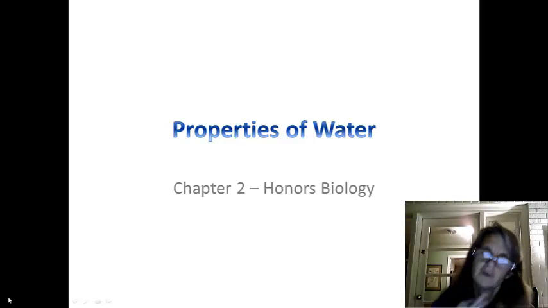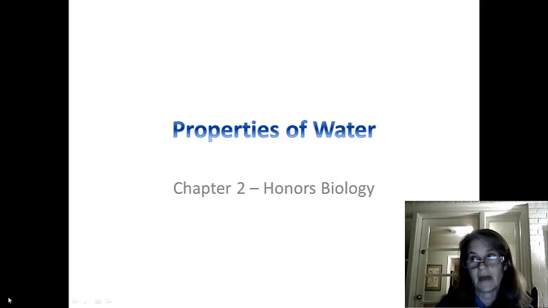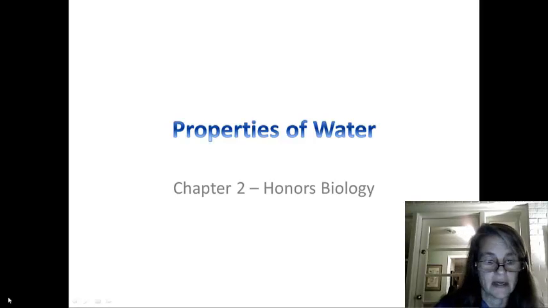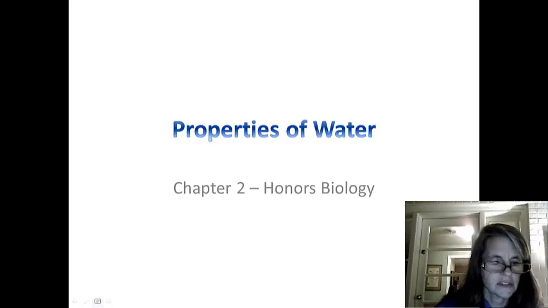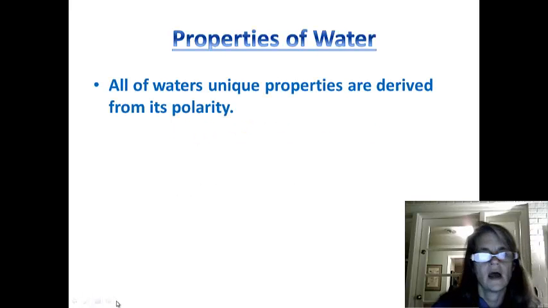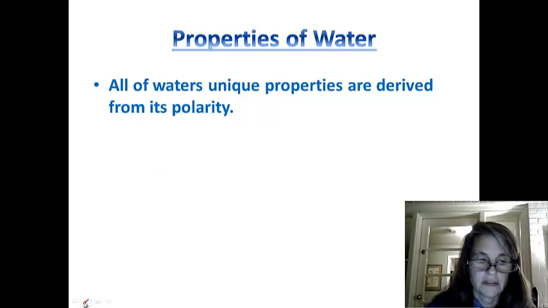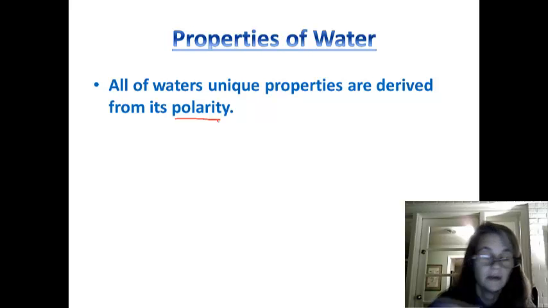So we have talked about the chemical nature of water and its polarity. Now we're going to see what that polarity means for how water actually behaves on Earth and within and around living things. Okay, so remember, please, that all of water's properties are derived from its polarity. If water weren't polar, none of the rest of this would be so.